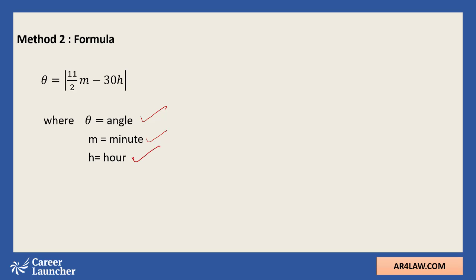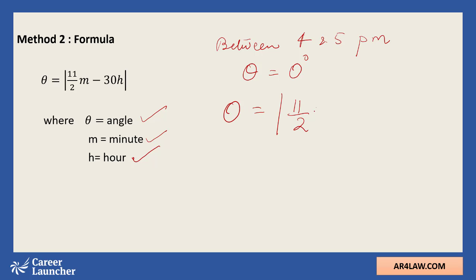Now the question which we have done earlier, we will take the same question here. Our question was between 4 and 5 p.m. at what time the hands of the clock will coincide. First of all, we are talking about between 4 and 5 p.m. We want the hands to coincide, so theta between them should be 0 degree. And we are supposed to find out the value of m here, because we want the exact time at which they'll coincide. So putting these values in this equation, theta equals 0. We are supposed to find m here.